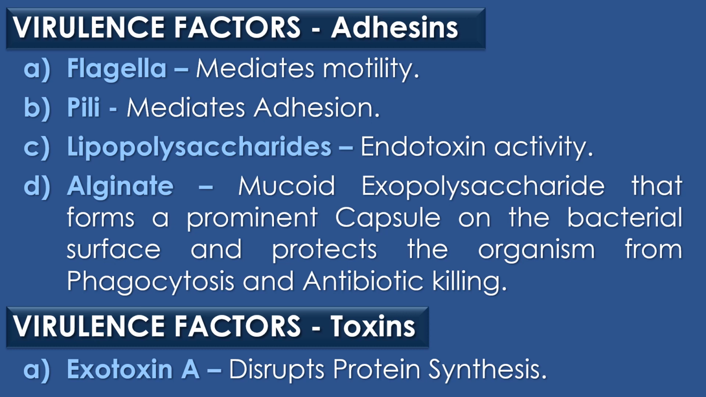Adhesins include flagella, which mediates motility, pili, which mediates adhesion, lipopolysaccharides, which possess endotoxin activity, and finally alginate. Alginate is a mucoid exopolysaccharide that forms a prominent capsule on the bacterial surface and protects the organism from phagocytosis and antibiotic killing. The second virulence factor of Pseudomonas aeruginosa is toxin, and here the exotoxin A disturbs the protein synthesis in the eukaryotic cell or human beings.